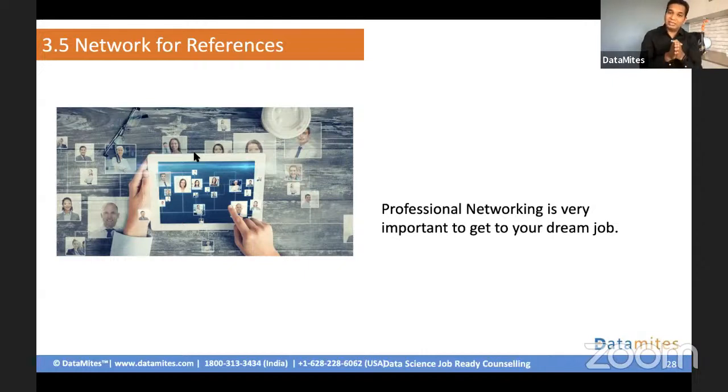You might get a better job, or you land up in a job which you really wanted to work in, right? A professional network significantly increases your chance of landing a dream job, the job which you like to work. So professional networking, if you haven't done it, I would say it's a topic by itself.